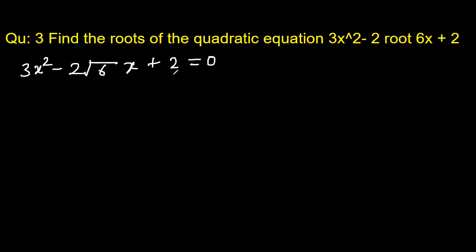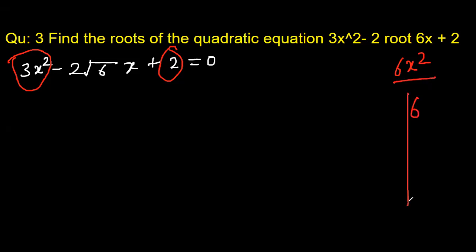Now, when we do the same comparison to this expression, we want to find the product of the first and the last. Product of 3x squared and 2 would be 6x squared. So multiplying we want 6x squared. All right, so we'll simply do the prime factorization of 6: 2, 3. So the factors are 2 and 3.